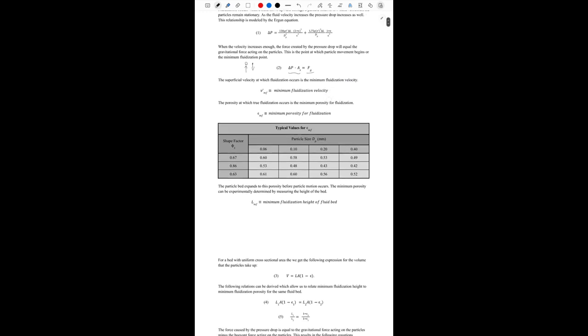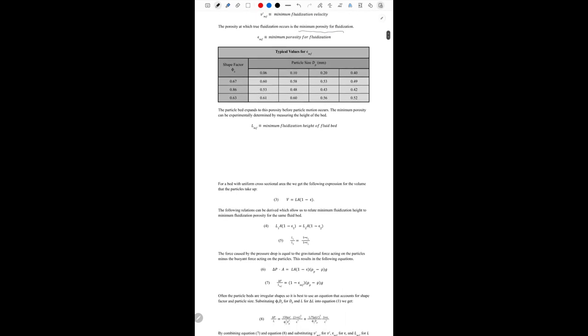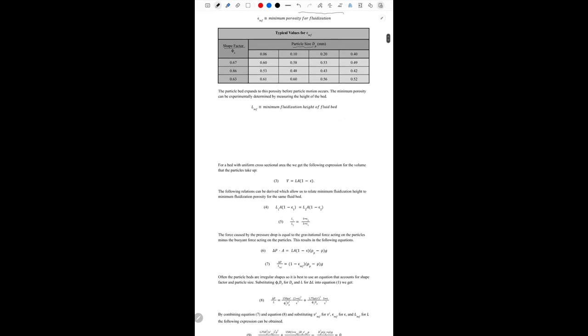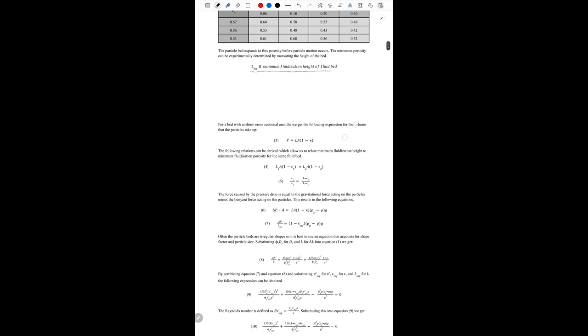The velocity at which fluidization occurs is the minimum fluidization velocity, and the porosity at which fluidization occurs is known as the minimum fluidization porosity. Here are some typical values for the minimum fluidization porosity based on particle size and shape factor. You can experimentally determine the minimum fluidization porosity by measuring the height of the bed, the minimum fluidization height.